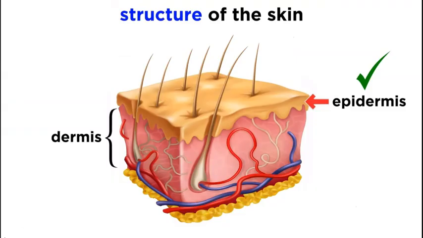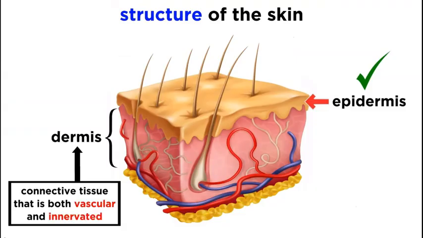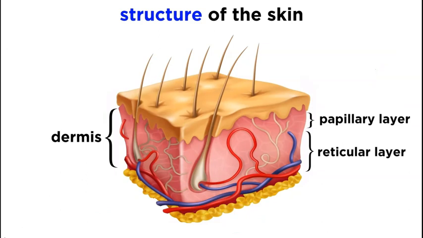With the epidermis covered, let's go a little deeper and talk about the dermis. This is made of strong and flexible connective tissue and is full of nerves and blood vessels. This is also where hair follicles begin. The dermis has 2 sections, the papillary layer and the reticular layer.